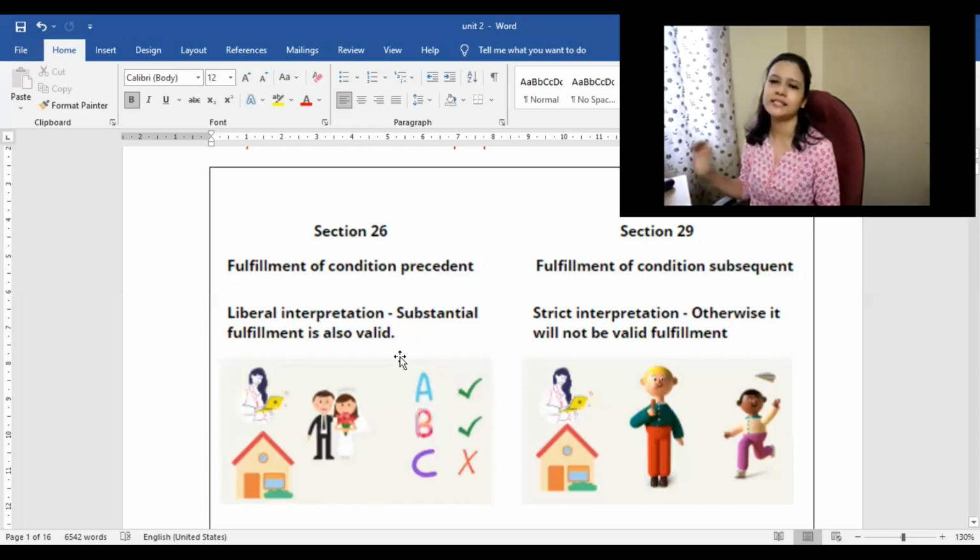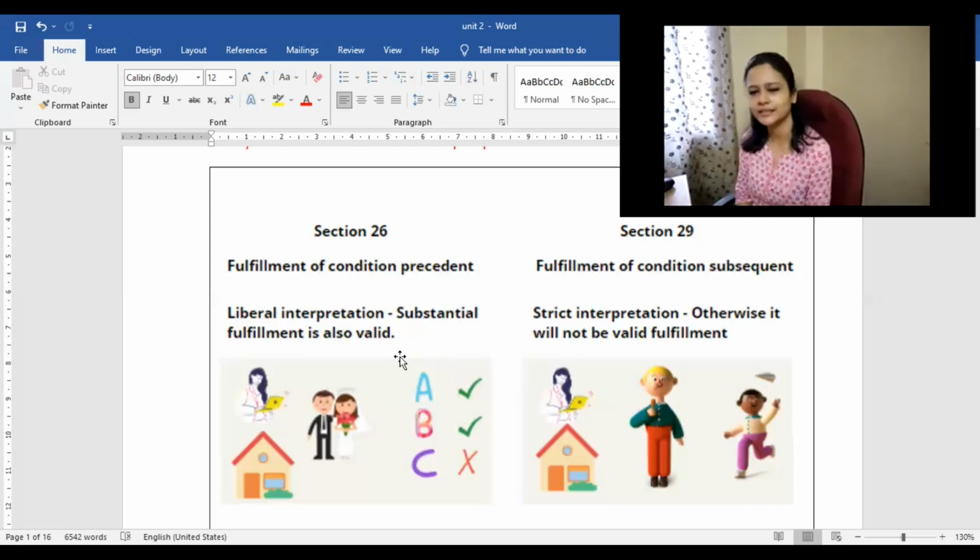Substantial fulfillment is also valid. That means if the condition was this big, and you had fulfilled this much, that also would be considered fulfilled, and the transfer will remain with you. They are a little bit liberal in terms of fulfillment of condition. Why? Because the movable or immovable property or object is already being transferred. So they will say, you have done a substantial part of the condition, so you can keep the property with you.